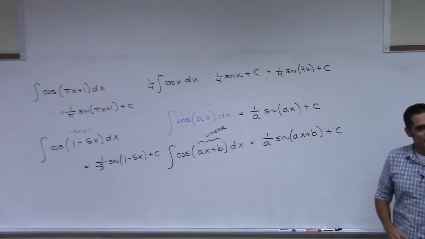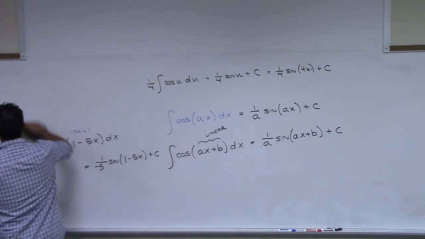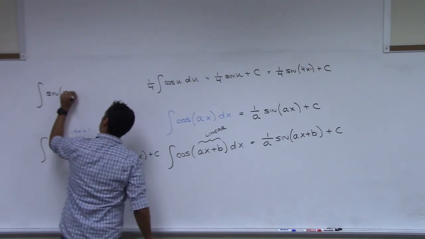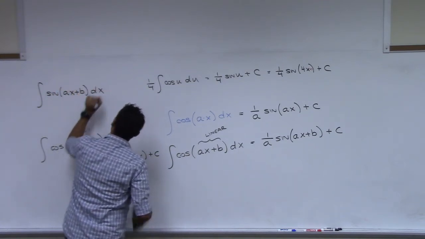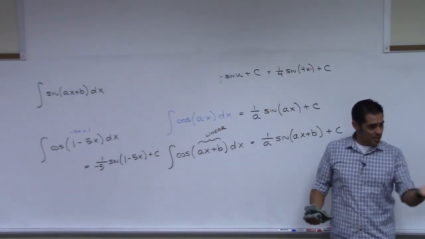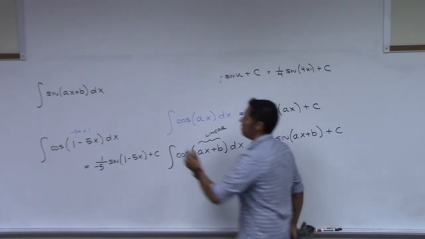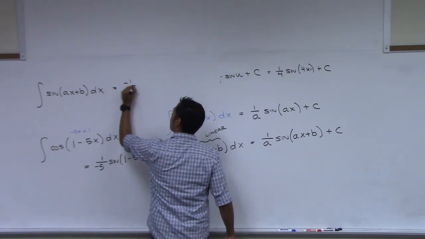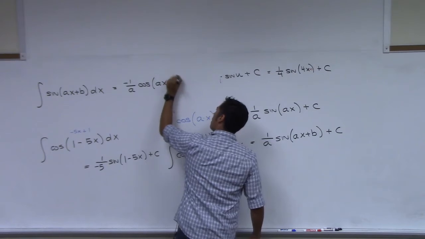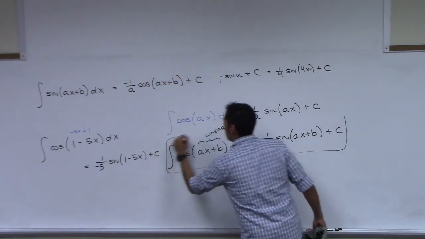Well, that would be my next question. What do you think the formula would be if we had the antiderivative of sine of ax plus b? You still think we're going to have a 1 over a in there? Yes, but there's an issue that when we take the antiderivative of sine, we get negative cosine. So instead of 1 over a, it's going to be negative 1 over a, and then cosine of ax plus b plus c. So these are the two formulas so far.